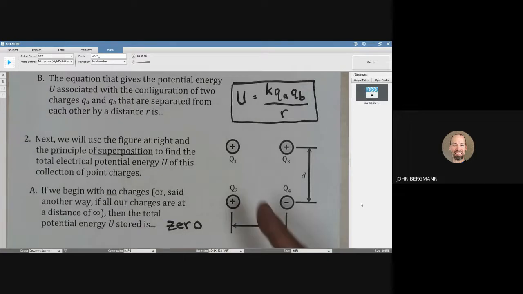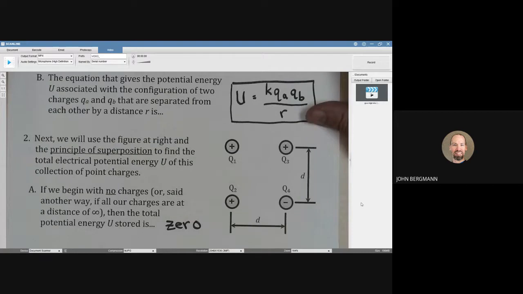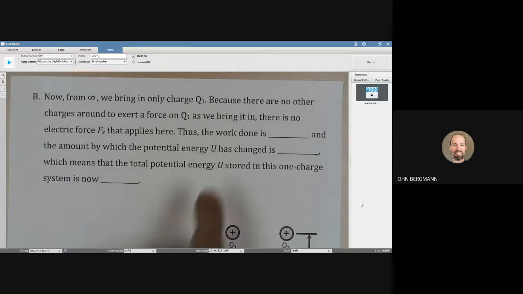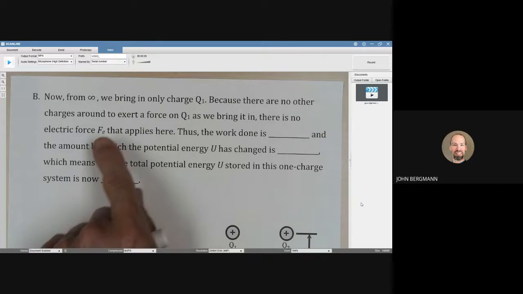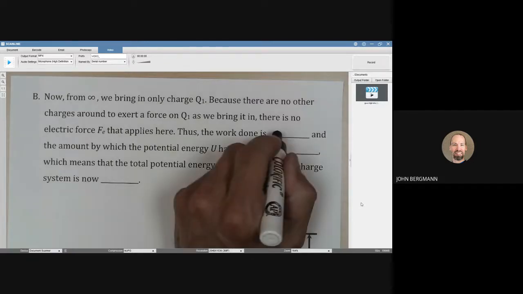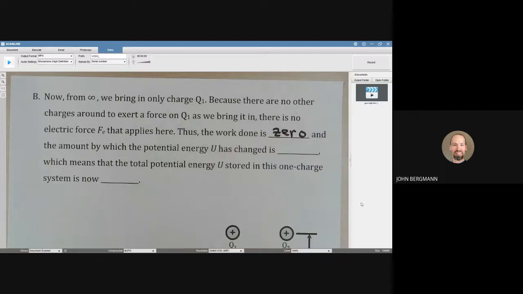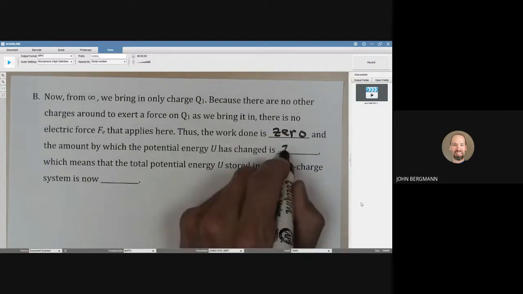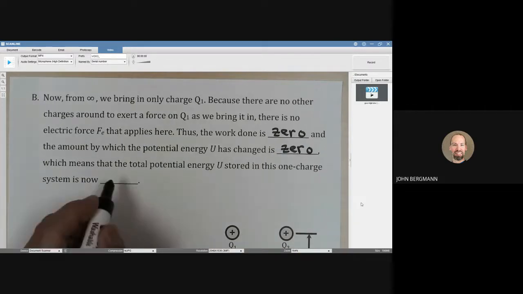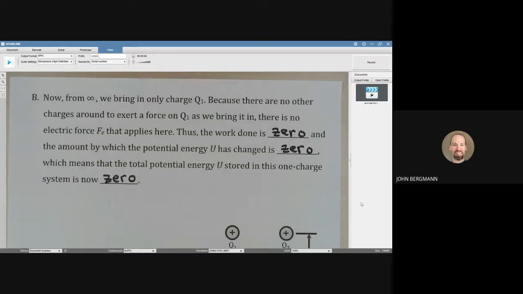But when we don't have any charges, obviously, we don't have any potential energy. Now, from infinity, we bring in only charge Q1. So here we go. We're pulling it in. There are no other charges around to exert a force on Q1 as we bring it in. So there's no electric force that applies. Thus, the work that's done is 0. And if the work that's done is 0, then the amount that the potential energy has changed by is 0. And that means that the total potential energy stored in this system is 0. Oh, everything's 0. Easy so far.